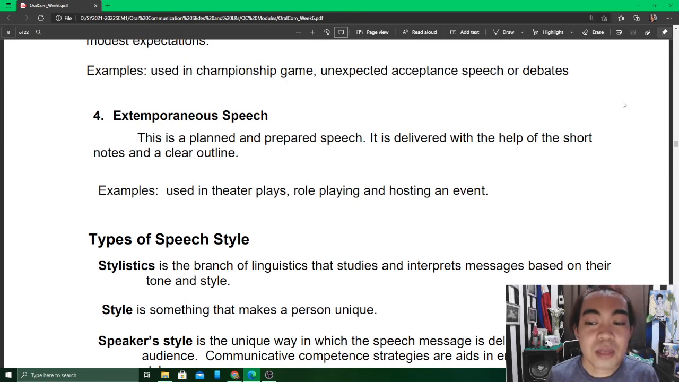Extemporaneous speech naman niya, may gamay lang siya nga pinalain, is a planned and prepared speech. It is delivered with the help of the short notes and the clear outline.